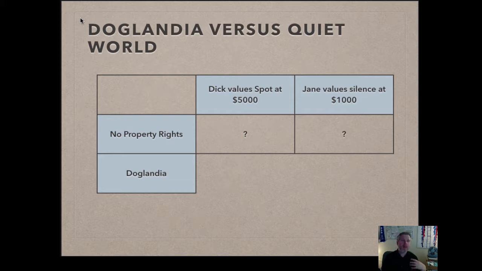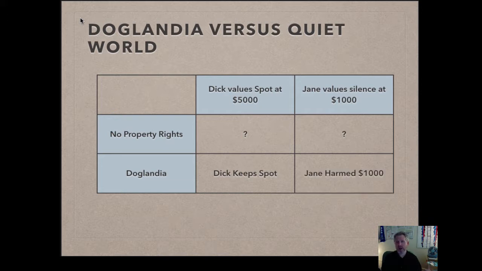All right. Well, Dick gets to keep Spot, his dog. All right. And Jane will suffer harm of $1,000. Spot is a yappy, loud dog in this story. All right. So the outcome is the same. We gave the property right to Dick. He has the right to have Spot. And the outcome is that he gets to keep Spot, and Jane is harmed $1,000.